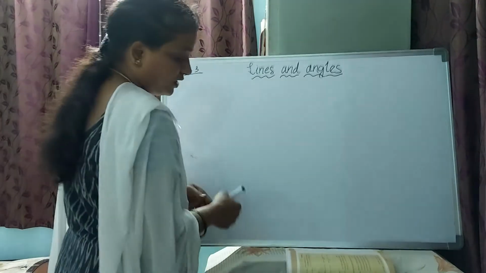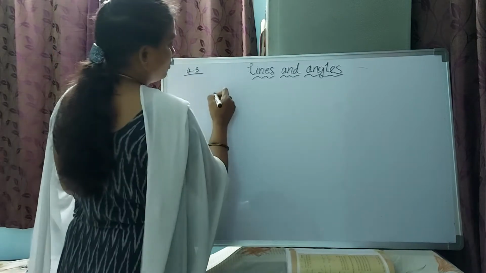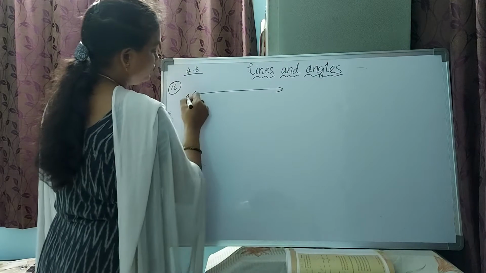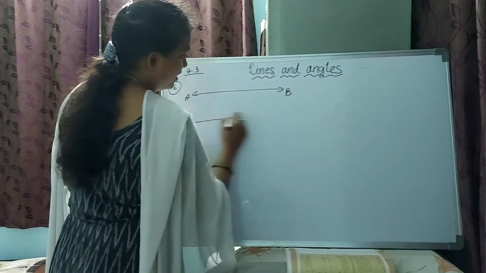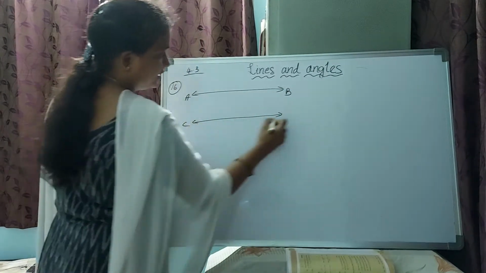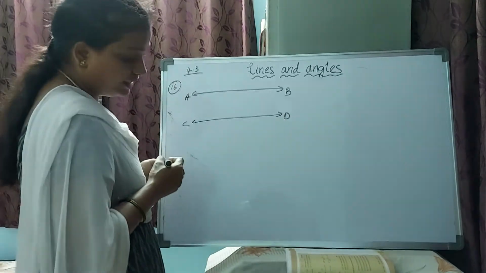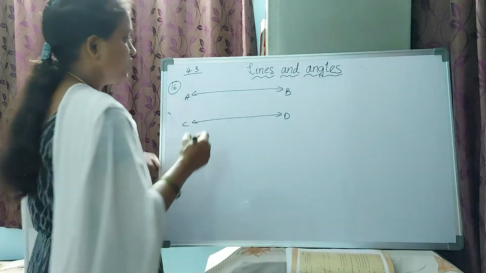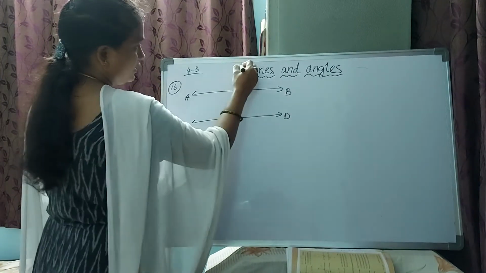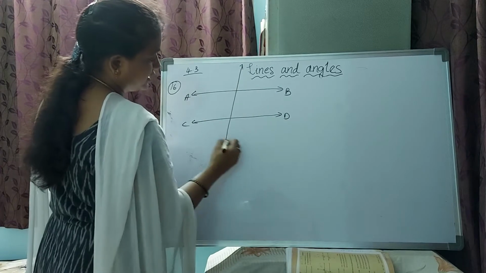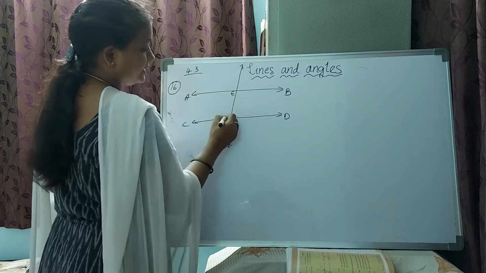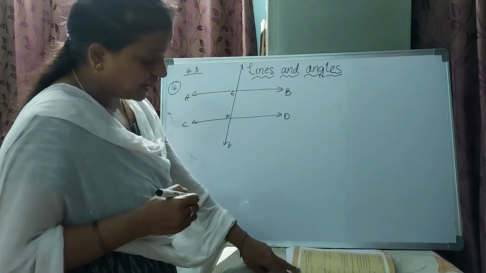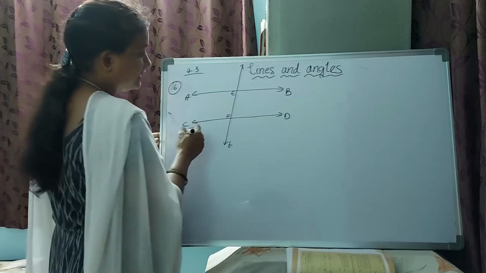If AB is parallel to CD, and T is a transversal intersecting at points E and F. This line we can keep as T, the transversal. It intersects the parallel lines at the intersection points E and F. So what are the angles here?